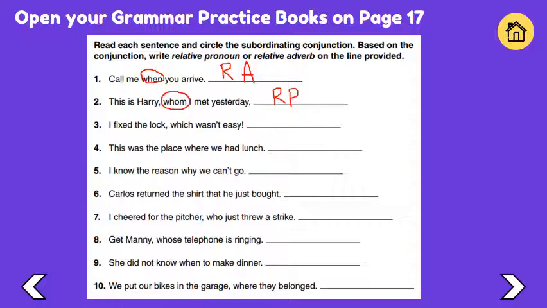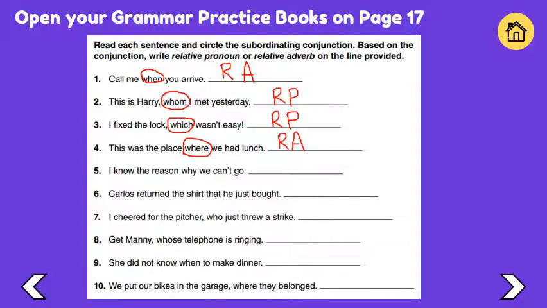3, I fixed the lock, which wasn't easy. Which is the subordinating conjunction, and which is a relative pronoun. Relative pronoun. 4, this was the place where we had lunch. Where is a relative adverb. Okay, we have to keep them in mind.